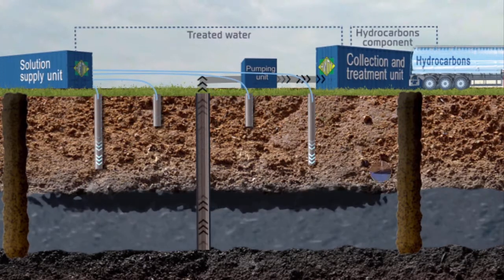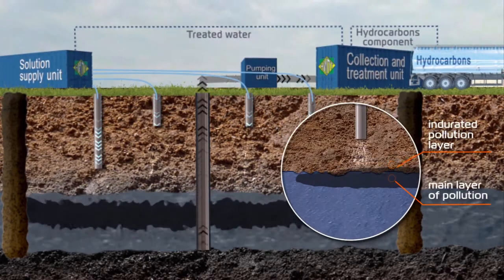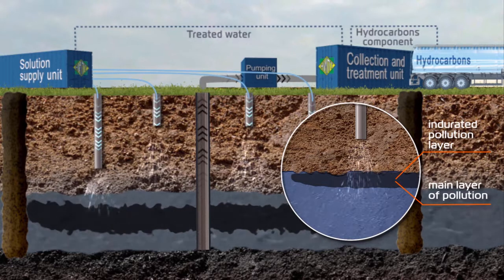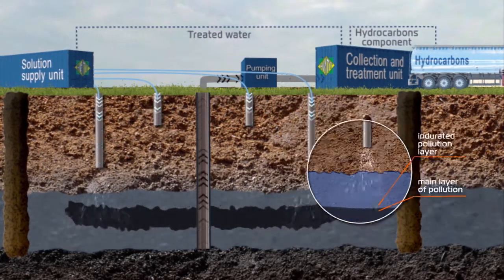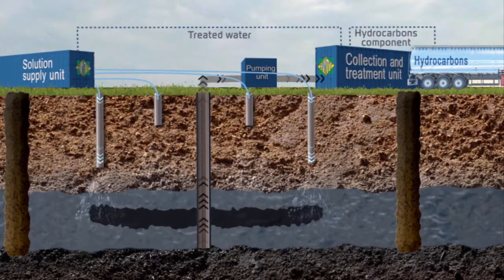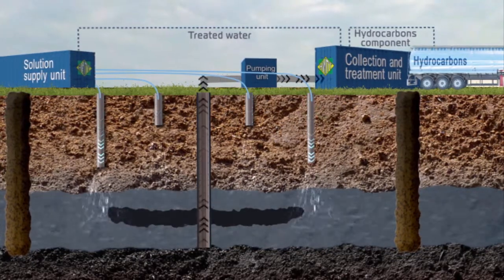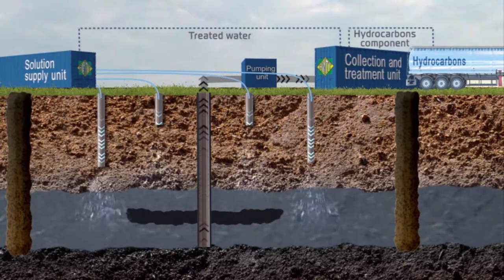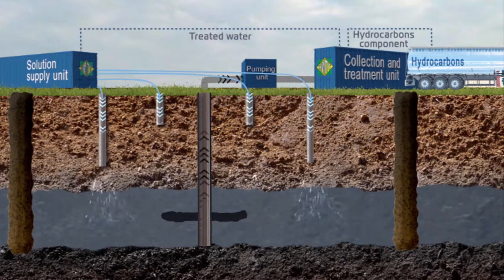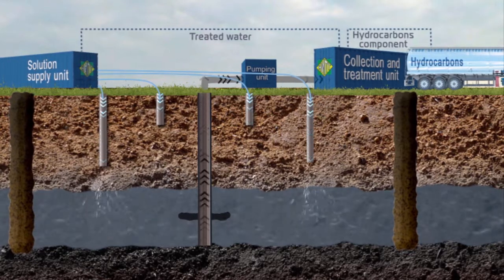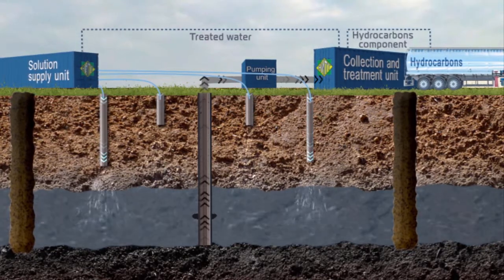After that, the washing solution is fed into the system of deep-level injection wells, which precipitates the washing out of the indurated contamination layer. Then the main layer of the contamination is washed out, and the washed out contamination is forced toward the well for lowering the water table and pumping out. The continuity of the process enables cleaning the soil throughout the contamination from the top to the bottom layer.